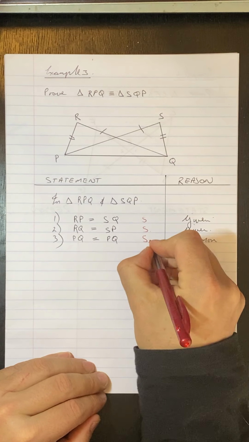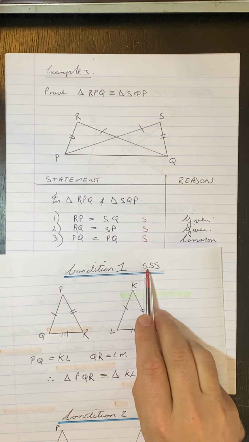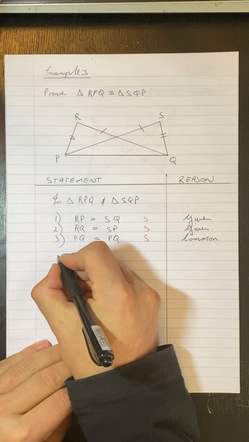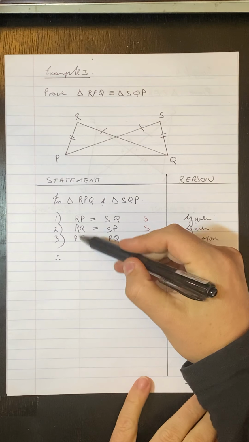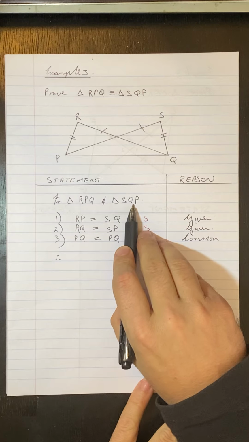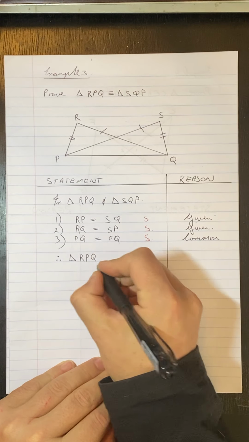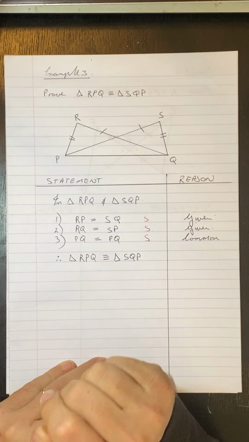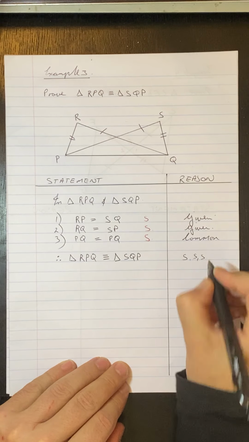And this was another side, okay? And you can see there, I have proved it using condition 1. Side, side, side. All right, so therefore, now this is where it becomes a little bit different from similarity. I can't read down like I did with similarity. So I'm going to use how they gave it to me here. So therefore, triangle RPQ is congruent to triangle SQP. And our reason for that, as I put here, is side, side, side.